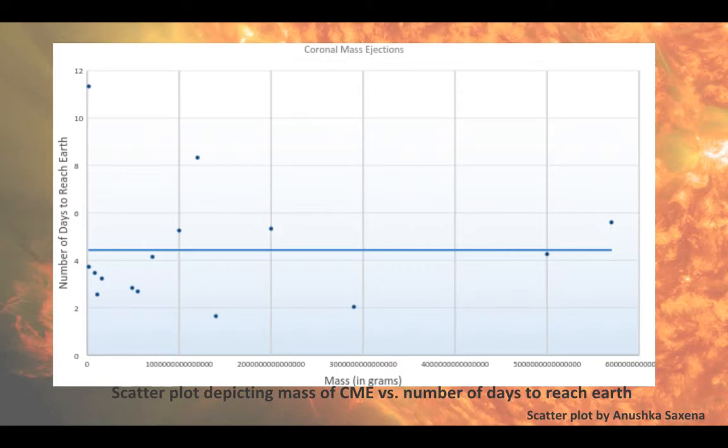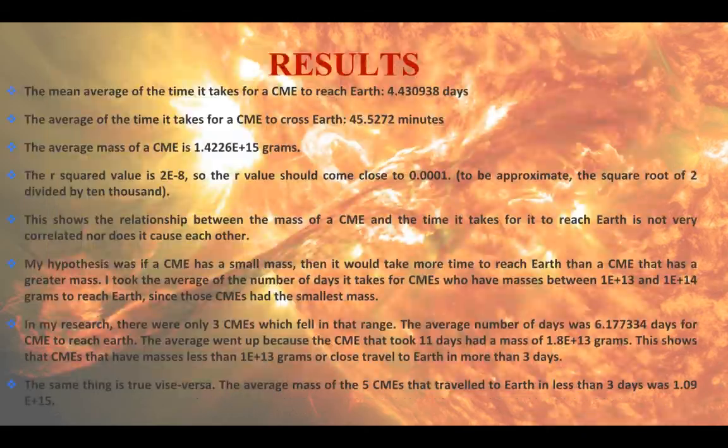And I want you all to think about why this is, and we will come back to this in a minute. The results show that on average it takes about 4 days to reach Earth and 45 minutes to cross Earth. That is the CME's path. If you want, you can pause the video to look further into the details of the projectile's trajectory.